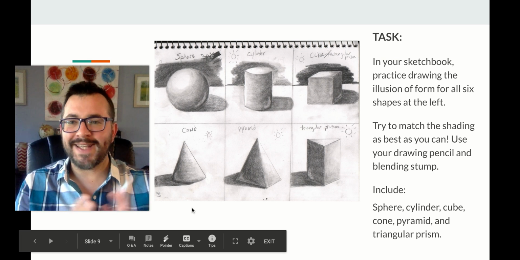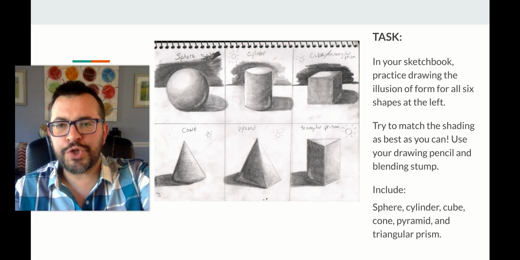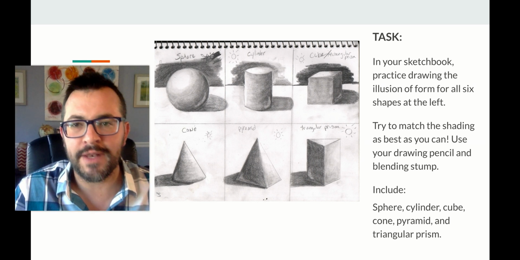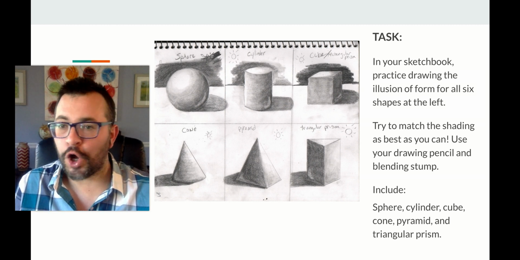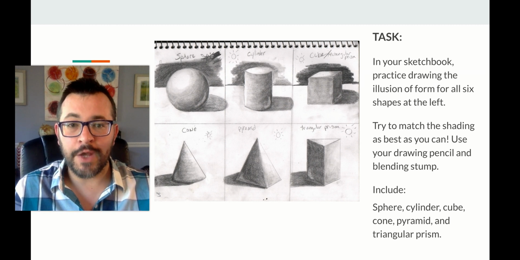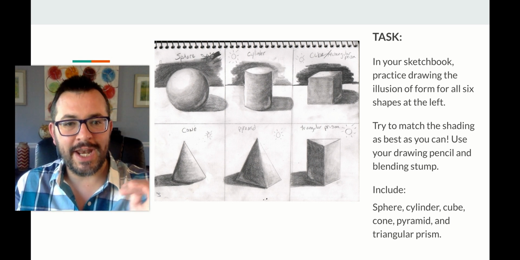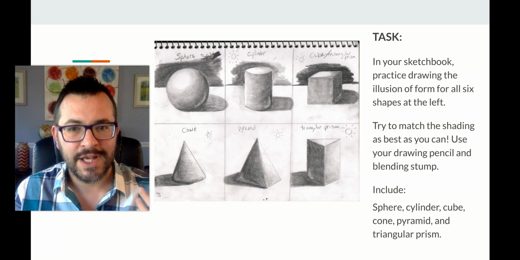So your drawing task for the element of form is to practice drawing the illusions of form on all six objects that you see on the screen. That is a sphere, a cylinder, a cube, a cone, a pyramid, and a triangular prism. Try matching the shading as best as you can. Use your drawing pencil and blending stump.